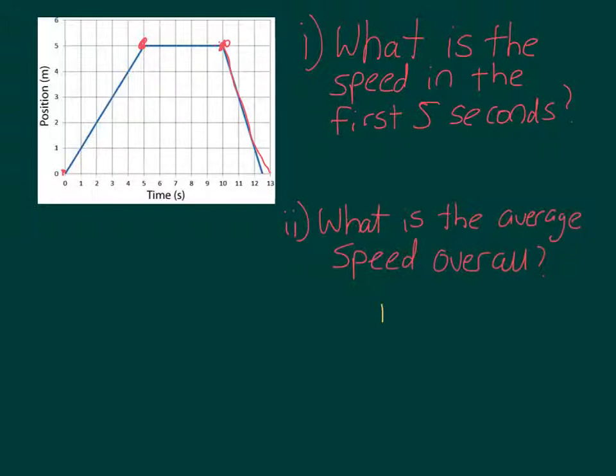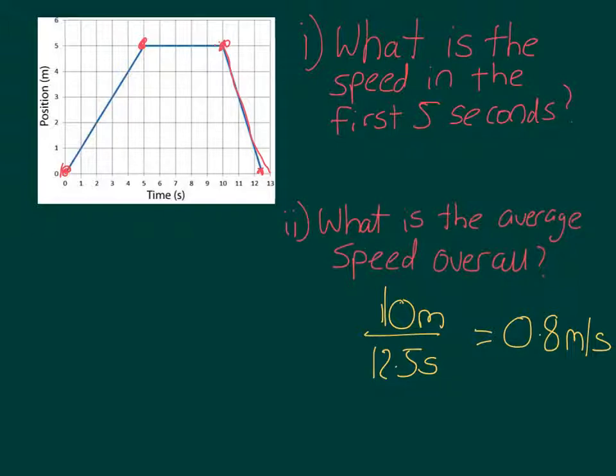So we travelled 10 meters, and hopefully you can all see just by reading off the x-axis that we went for 12.5 seconds. So that's the amount of time from here where it says 0, 0 to here where it hits the x-axis again. So we travelled 10 meters in 12.5 seconds. Let your calculator do the work. So 10 divided by 12.5 is 0.8. And again, it's meters per second. So that was our average speed.